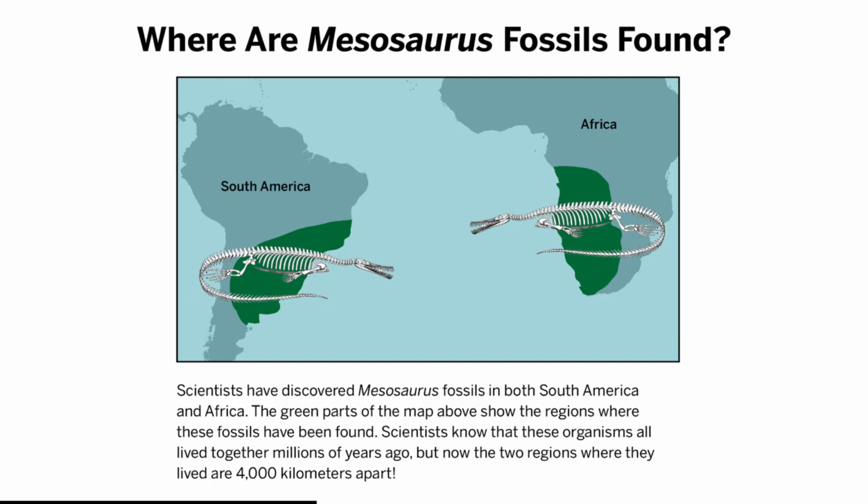Scientists know that these animals once lived together in the same place at the same time. The regions where they lived are represented by the green parts on the map. The large images of the Mesosaurus fossils do not depict the actual size of the organism. The images are enlarged to show clearly what the organism looked like.